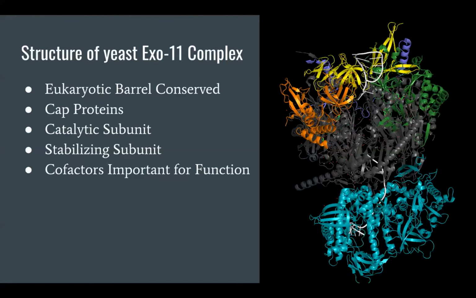In the picture on the right, the light blue at the bottom represents the catalytic subunit of RRP44. The gray in the middle of the structure represents the 6 barrel proteins. The cap subunit is shown in orange, green, and yellow at the top. The blue subunit at the top of the structure is RRP6. The white residue is RNA, which can be seen interacting with both the 3 cap proteins as well as the RRP44.